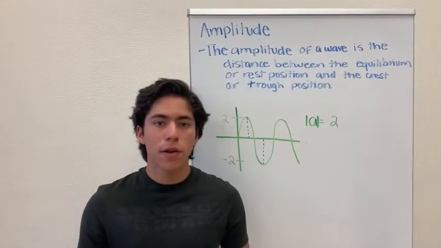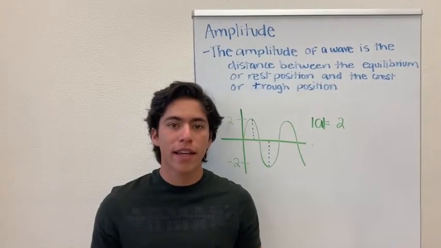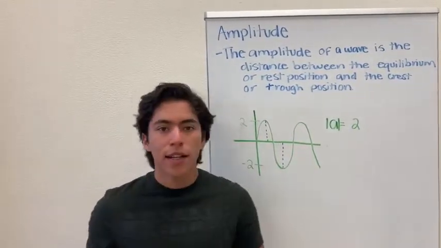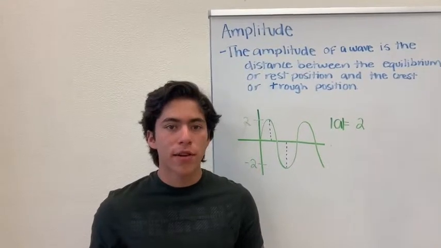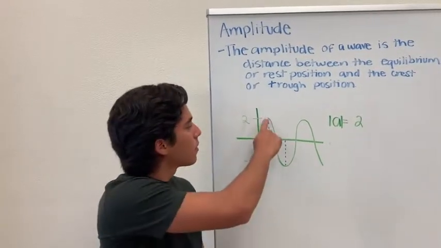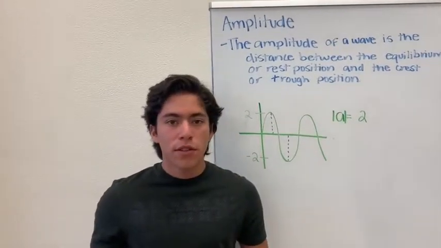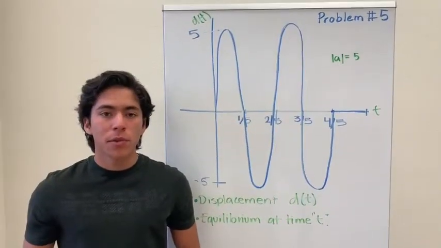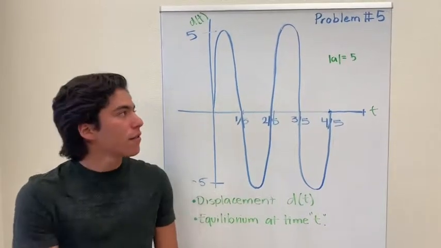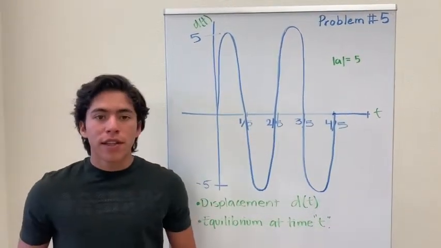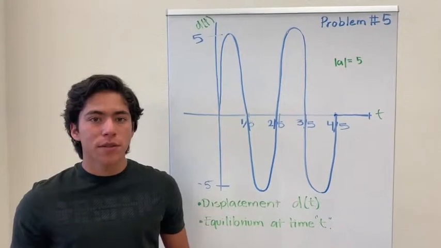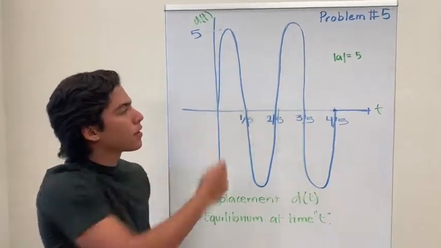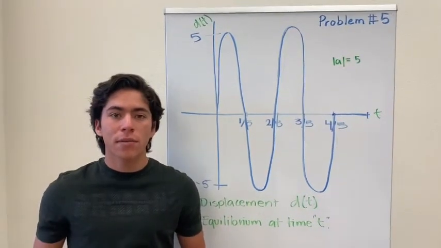The amplitude of a wave is the distance between the equilibrium or rest point right here and the crest or trough position. The crest is on the top part and the trough is on the lowest part. In problem number 5, the amplitude is 5. We take into consideration the distance between the equilibrium and the crest. We can see that there are 5 units here.